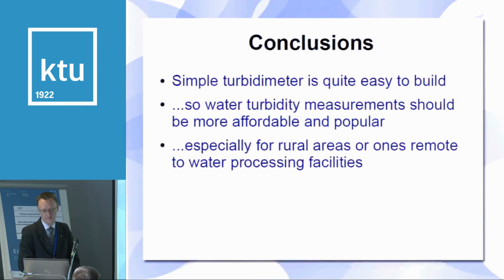And conclusions. A simple turbidimeter is quite easy to build, so it shouldn't be so expensive. It should be more affordable. It should be easier to create wireless sensor networks with many turbidimeters.